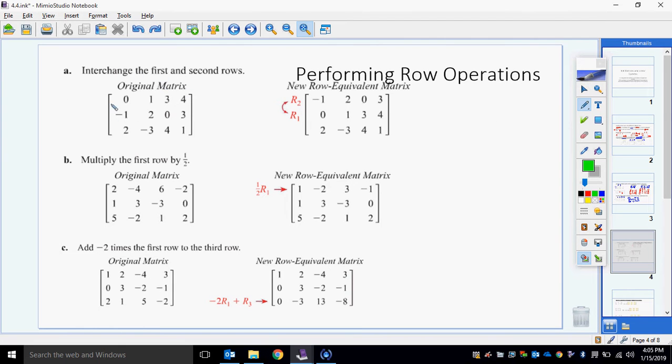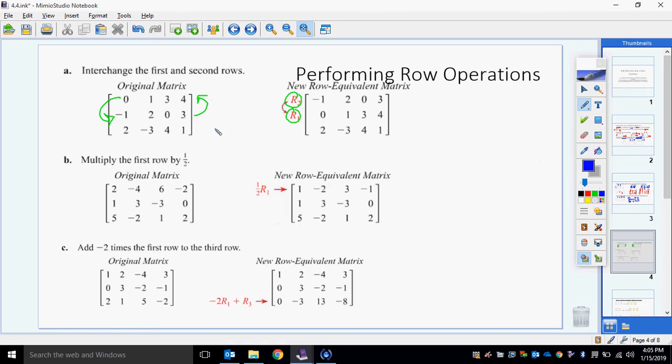So let's say we have an original matrix. We can still do one of our row operations, that's interchange. So you could interchange row 2 with row 1. They switch spots. So this got bumped down and this one got bumped up into our new equivalent matrix.